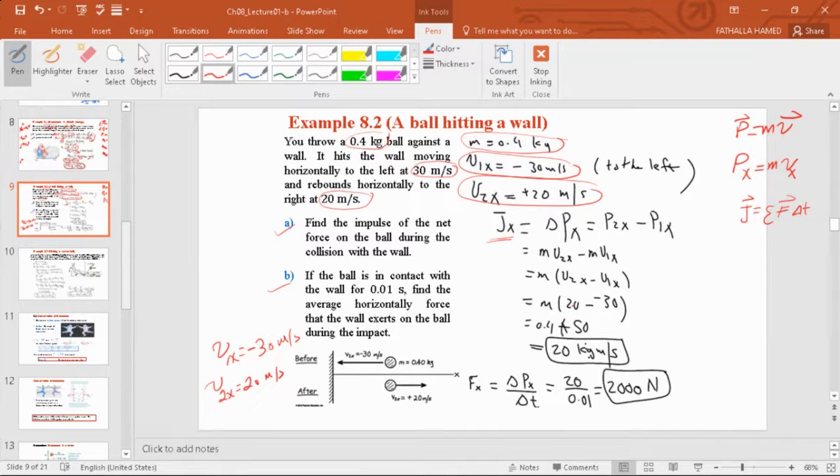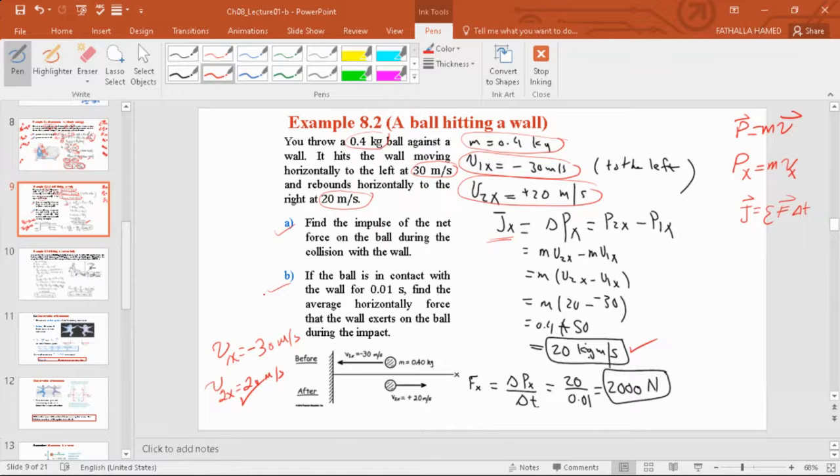The v2x is equal to 20, it's a positive quantity here. The v1x is a negative quantity, but you have a negative here, so 20 plus 30, that's 50, so you get 0.4 times 50, and that gives you 20 kilogram meter per second. This is your impulse now.